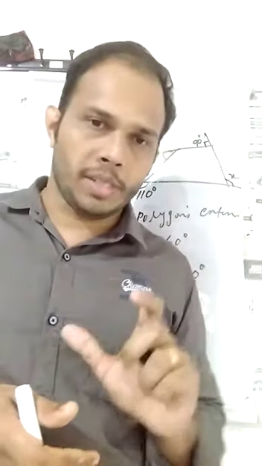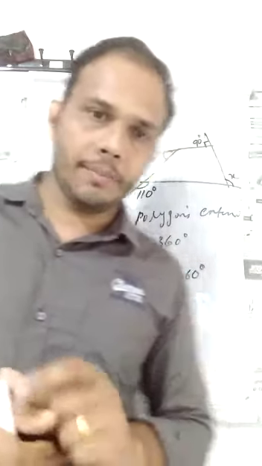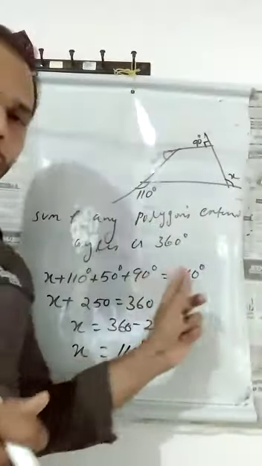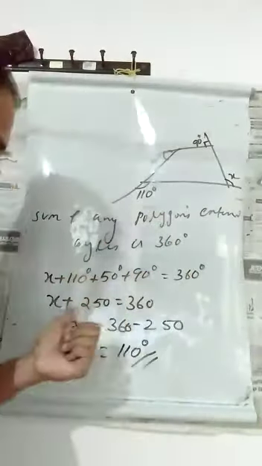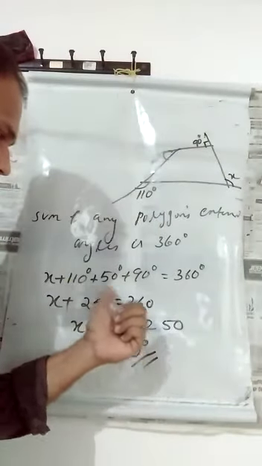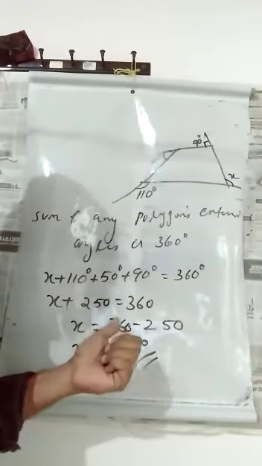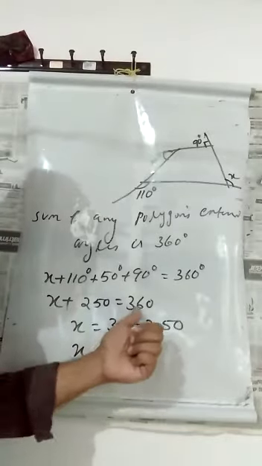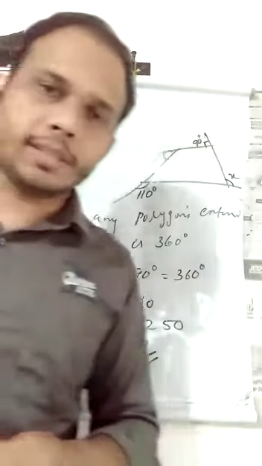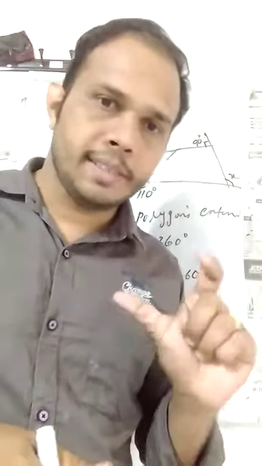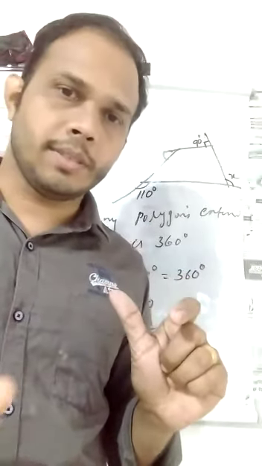One measure is not given, that is x. So the total sum you can equate with 360. So x plus 250, when we add, equals 360. x equals 360 minus 250. Then the result you will get is 110. I hope that you understood this concept.